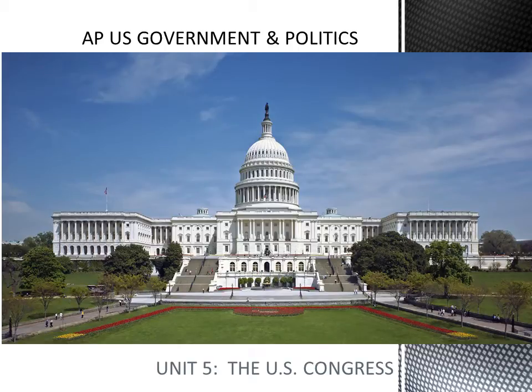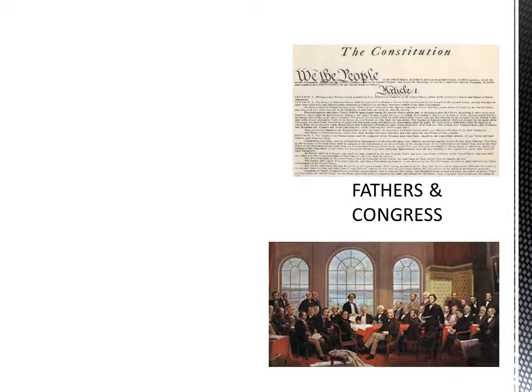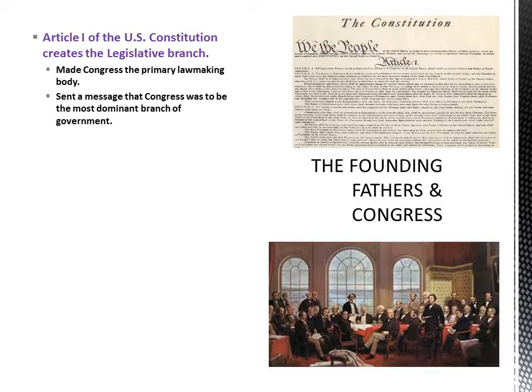This is a review of Unit 5 of AP U.S. Government and Politics entitled The United States Congress. The framers of our Constitution established the legislative branch in Article 1 of the Constitution. They did this for two reasons. They wanted to make Congress the primary lawmaking body of the country, and they wanted to send the message that Congress was to be the most dominant branch of government.